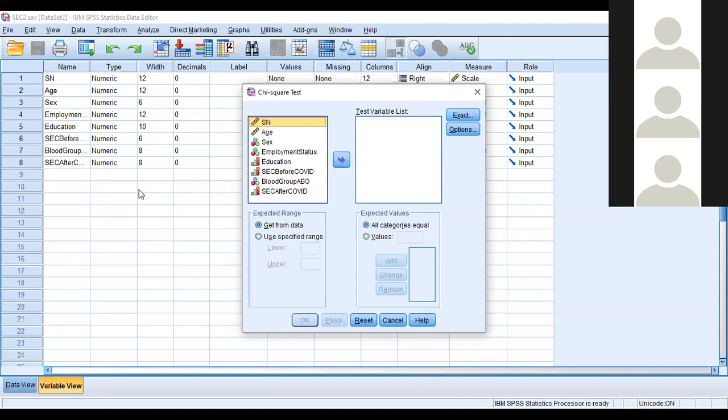So move that block group to the Test Variable List. Block group.